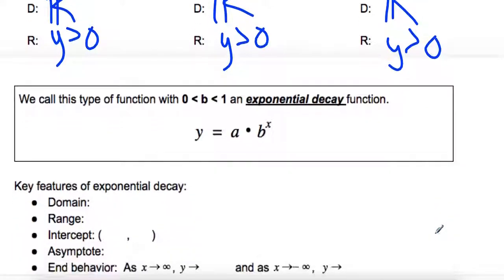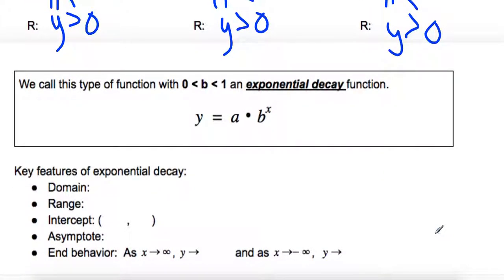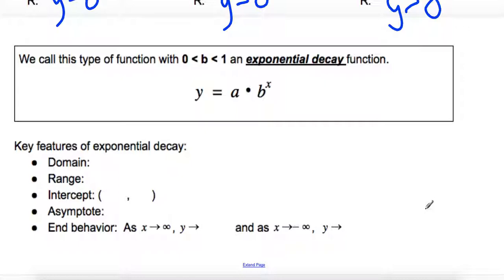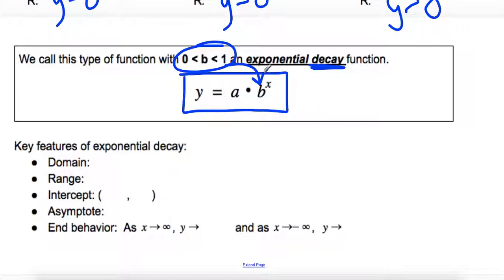So we call these exponential decay functions. This equation right here, y equals a times b to the x, this should look super familiar because it's the same equation for exponential growth. The reason that we're going to know it's exponential decay is because our base, this b, is between 0 and 1. Okay, that's what causes it to be decay. It's because if it's a half, we're taking something, and each time we do it, we take half of it, or a third of it, or a fourth of it. Okay, so we have exponential decay when the base b is between 0 and 1.